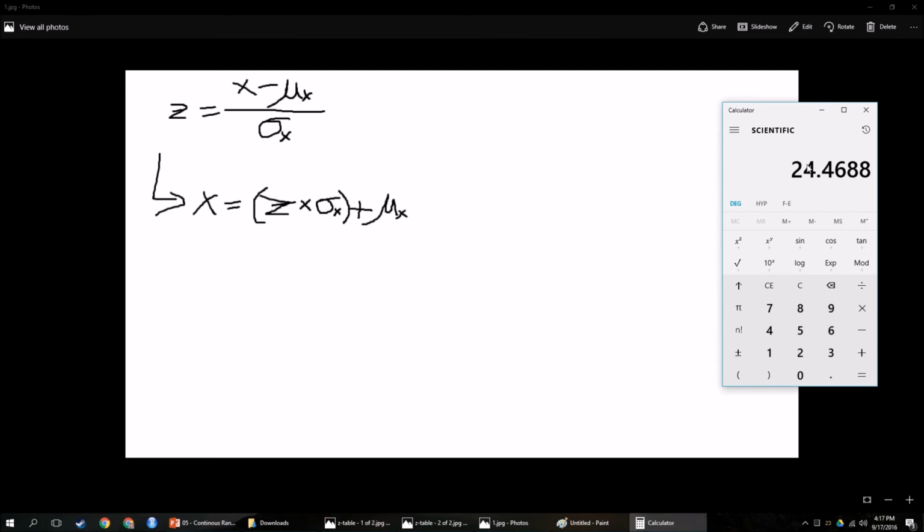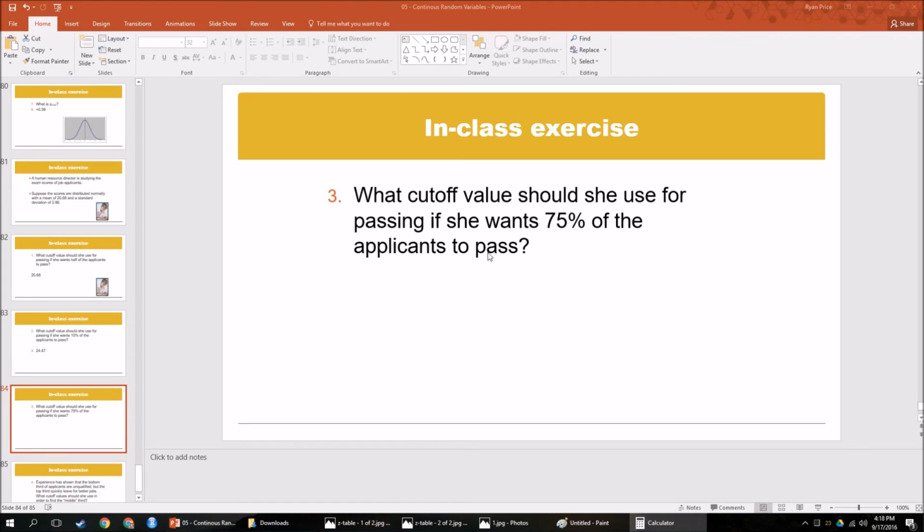All right, so let's do negative 0.67 times 2.96 standard deviation plus 20.68. I should set the passing grade at 18.70. I'll round it to 18.70 if I want 75% of the applicants to pass, following all that logic we just followed. And again, if you lost yourself there for a second, you can back up the video and see where you lost yourself. Okay?